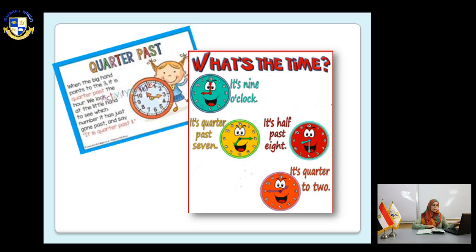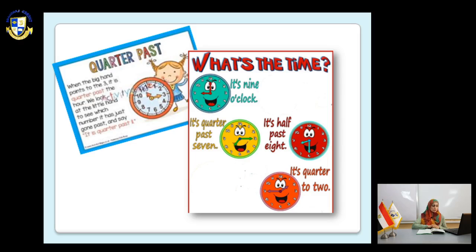What is the time now for these clocks? The first one, the blue one, the short hand is on 9, the long arm is on 12. So it's 9 o'clock or 9:00. The yellow one, it's quarter past 7. The small arm is on 7, the long arm is on 3. So it's quarter past 7. The red one, it's half past 8. The short arm is on 8, the long arm is on 6.